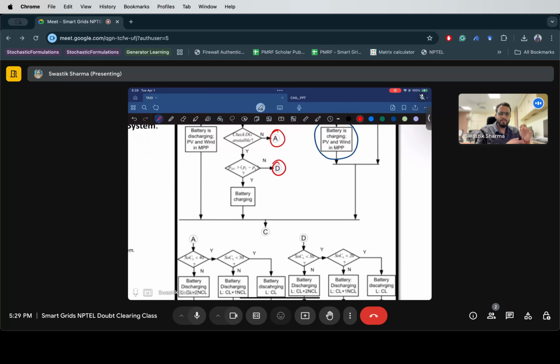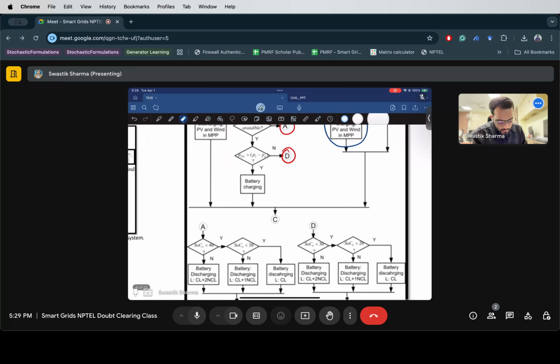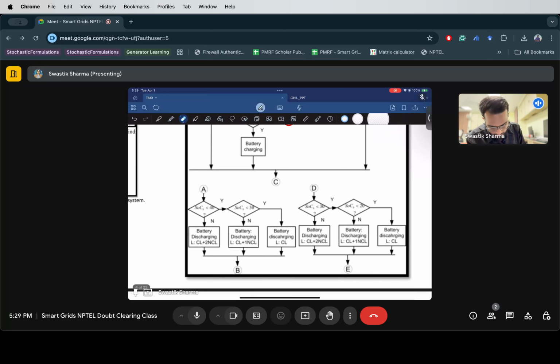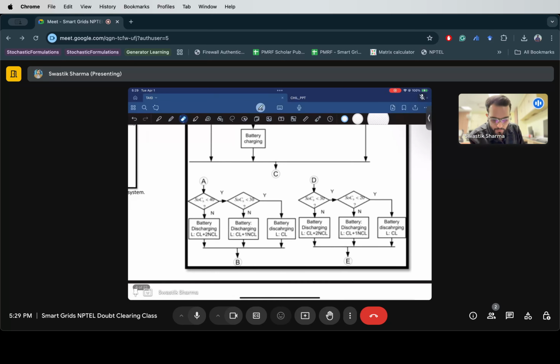We don't have a control. It's not an episodic task, right? We don't have a termination task or a terminal state. It continues its operation as much as possible, right? So first we check, when the DG is not available, what will happen? So we move to A.